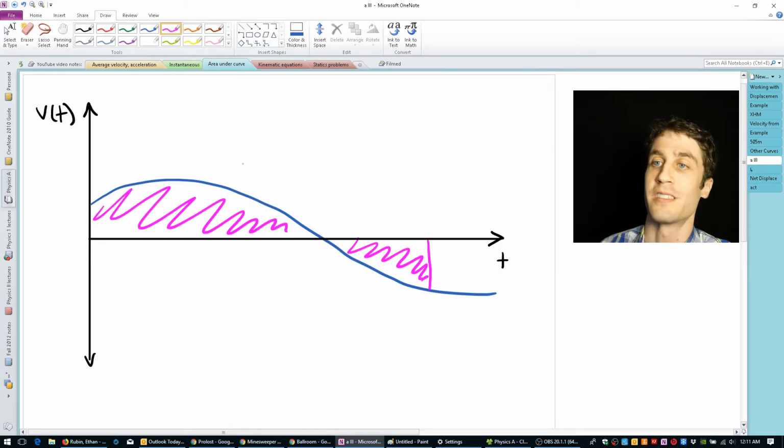And of course, this works just as well if I ask you for the velocity as a function of time from a graph of acceleration versus time. So if I gave you a of t instead and asked you to find velocity, you would use the same procedure, finding the area under the curve.